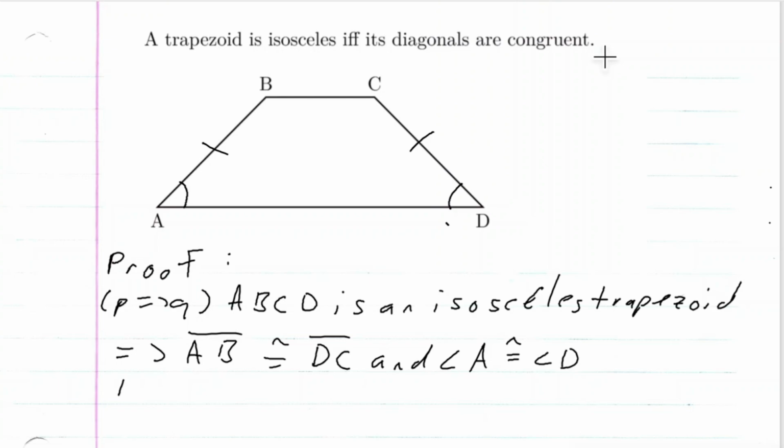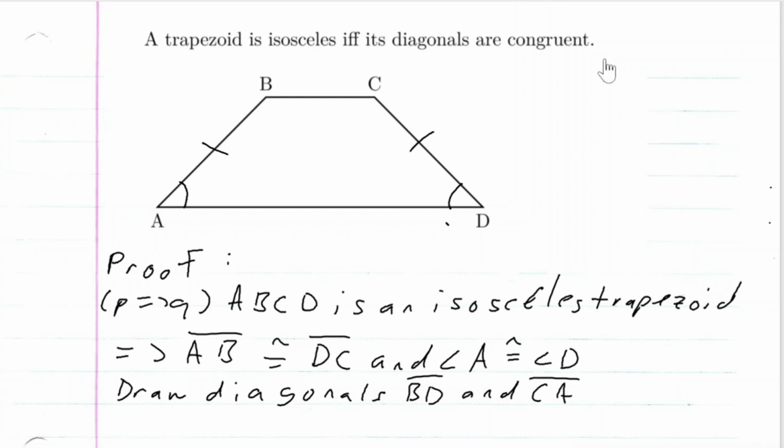Now we're going to draw diagonals BD and CA, right? So let's go ahead and draw those diagonals, try to get them as straight as possible. Good, okay. So we drew those diagonals.